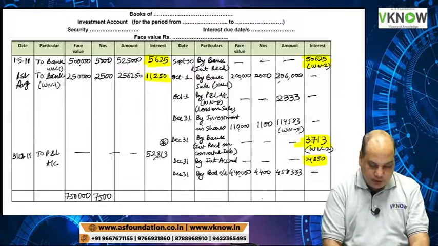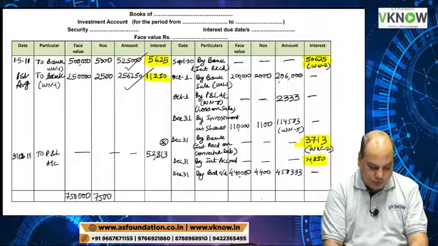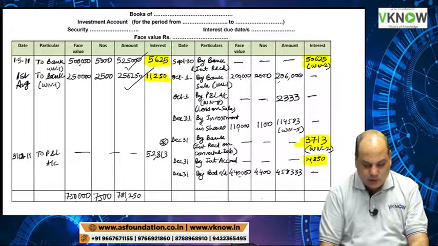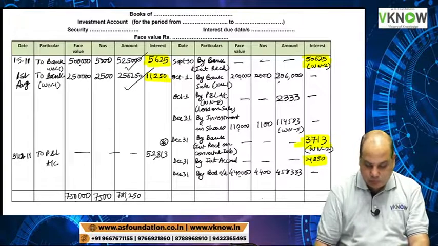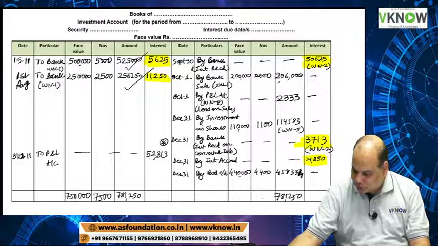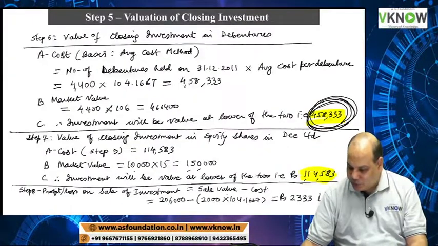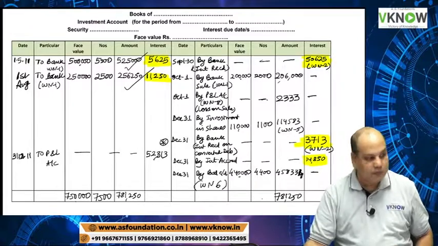Now please check whether amount is also tallying or not. Amount column on the debit side is 5,25,000 plus 256,250, and that is equal to 781,250. Check credit side whether amount is tallying or not. On the credit side, there is 1 rupee difference, so you can make closing investment 4 rupees here. Then it will tally, 781,250. Closing investment working note number was 6. It is tallying.